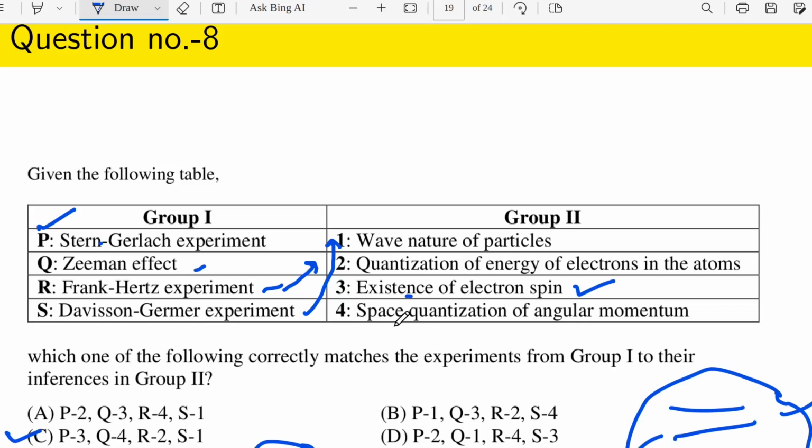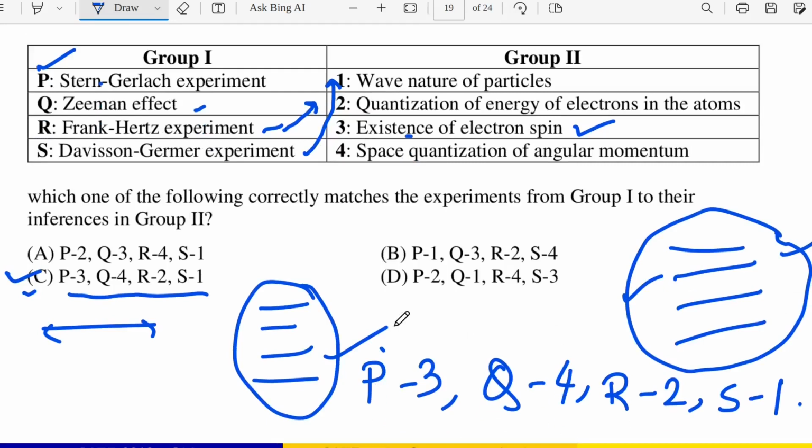Which one of the following correctly matches the experiments from group 1 to their inferences in group 2? There are 4 options: P2 Q3 R4 S1, P1 Q3 R2 S4, P3 Q4 R2 S1, and the 4th one. Among these 4 options, option C will be the correct one.